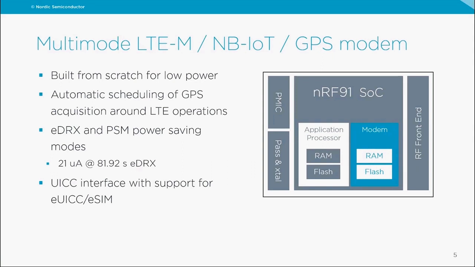You can even use the same antenna for LTE and GPS without any external switches. The GPS frequencies fall right in between some of the LTE frequencies that are being used. And in some cases, depending on your antenna design, you can use the same antenna for LTE and GPS.